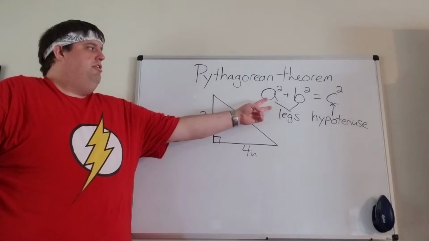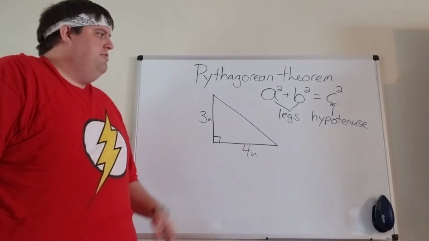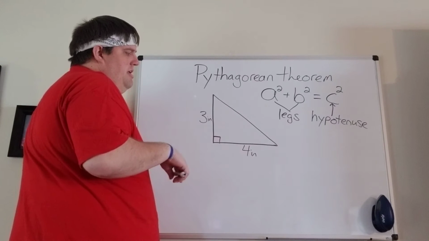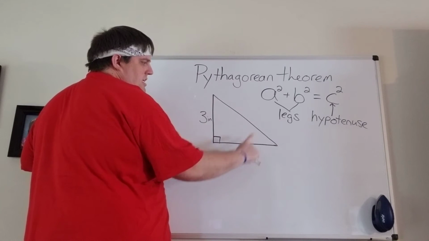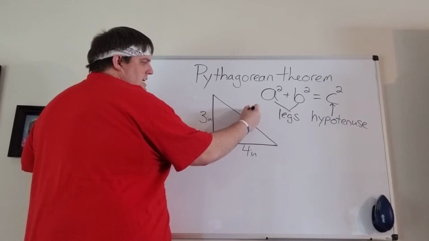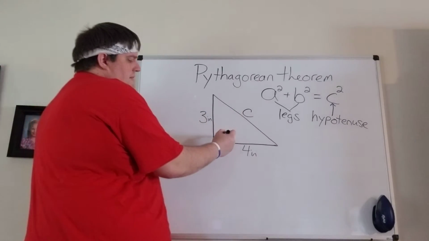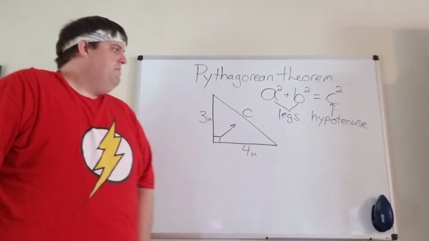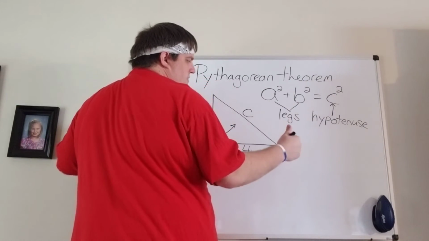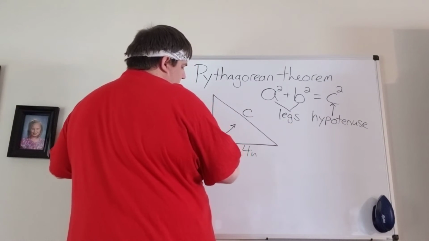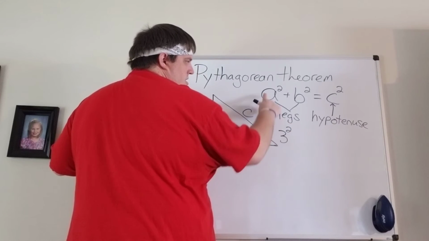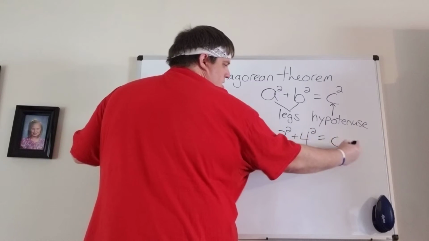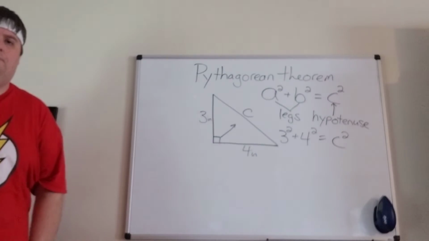So the legs are always going to be A and B. The hypotenuse is always going to be C. So let's say I had this triangle. I know that 3 is a leg, 4 is a leg. That means this side must be C because it's my hypotenuse. Remember, if you're not sure, the one that's across from the right angle is always the hypotenuse. So if I wanted to use this formula to find the missing side, we'll say this is A. So A squared plus B squared equals, we don't know what C is, so we're just going to leave it C squared.